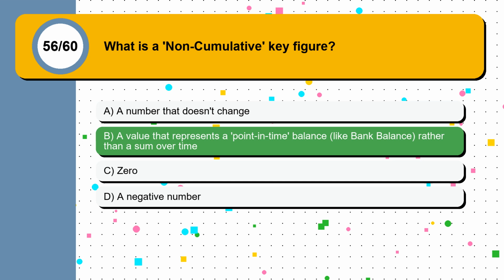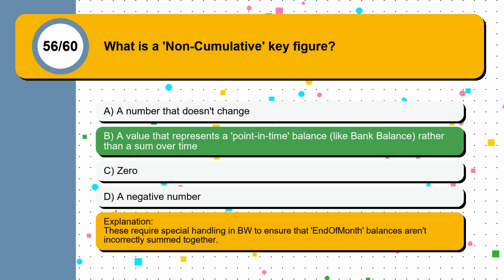The correct answer is option B, a value that represents a point-in-time balance, like bank balance, rather than a sum over time. These require special handling in BW to ensure that end-of-month balances aren't incorrectly summed together.